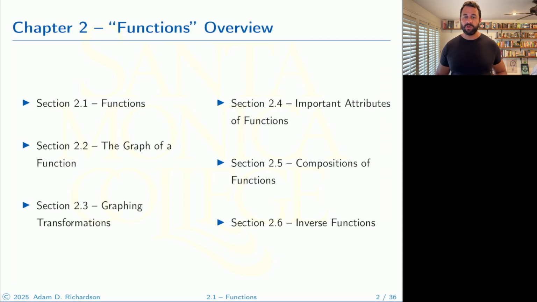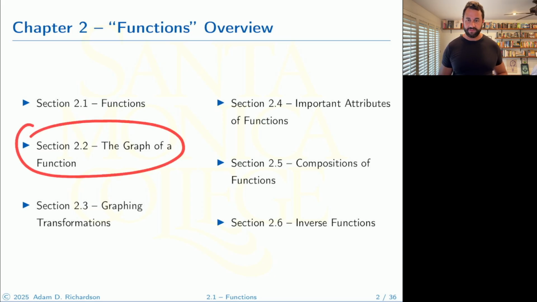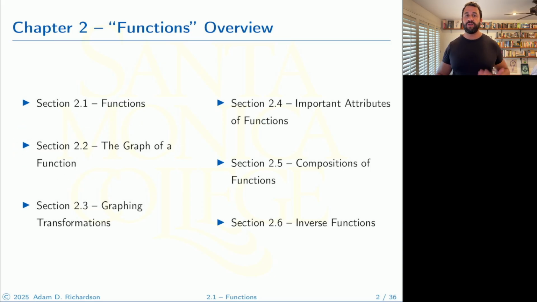So just a quick chapter overview. The first section is just about functions. We're going to set up what a function is, talk about some function notation, that kind of thing, build some intuition for functions. That's the section we're doing today. The next section, 2.2, is all about the graph of a function. We'll talk about how you can graph these things, talk about the vertical line test. Maybe you heard of that before.